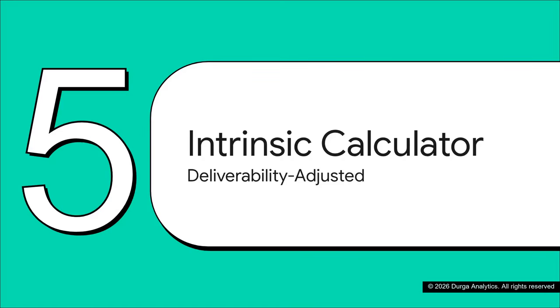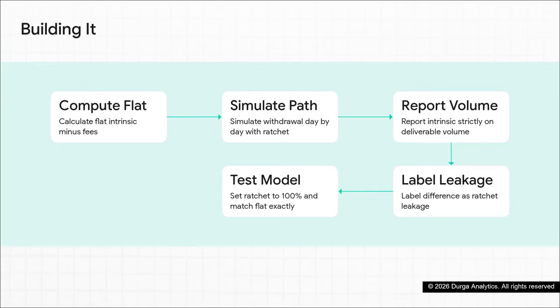Moving right along to Section 5, Building the Intrinsic Calculator. This is the hands-on applied build for the ETRM professionals and quants tuning in. Here is exactly how you build a deliverability-adjusted intrinsic calculator. Step 1. Compute your naive flat intrinsic. Step 2. Simulate the withdrawal path day by day, applying the deliverability ratchet at every single step. Step 3. Report your intrinsic strictly on the volume you can actually deliver. Step 4. Explicitly label the difference as ratchet leakage.